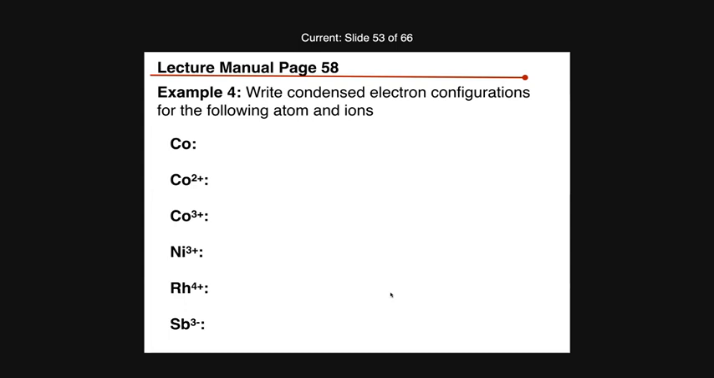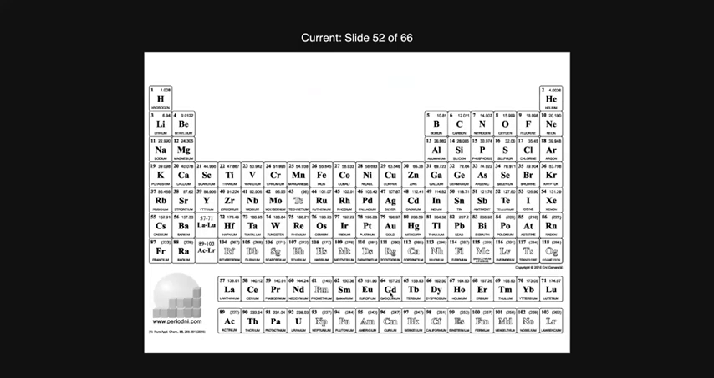So I'm going to start with cobalt. We are going to look at the condensed electron configuration. Condensed means you need to start with the noble gas. If you go back to the periodic table, you will see that this is cobalt right here, and the noble gas that comes before cobalt is argon. So in this case we are going to use argon as the starting point, followed by the next level right here.